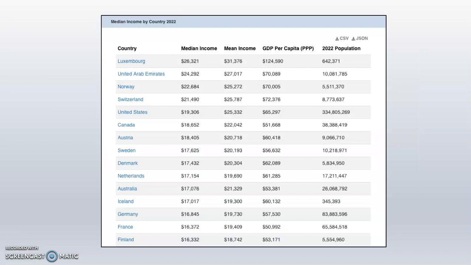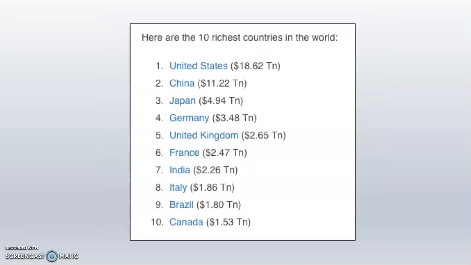Now, median income, that means half the people are above and half the people are below. And notice once again, the United States cracks that top 10, as does Canada. But I don't see any China and I don't see any Russia. Here are the 10 richest countries in the world. This is in terms of overall value. The United States, look at this, is in trillions of dollars. China, okay, so they make it in there because they do produce a lot of things, but it doesn't get spread around so well.